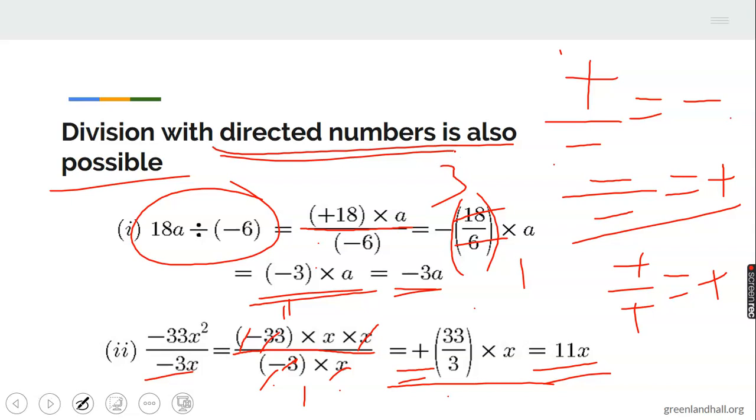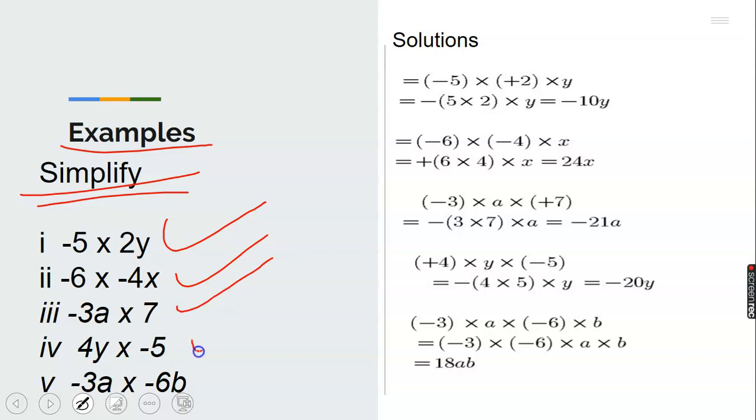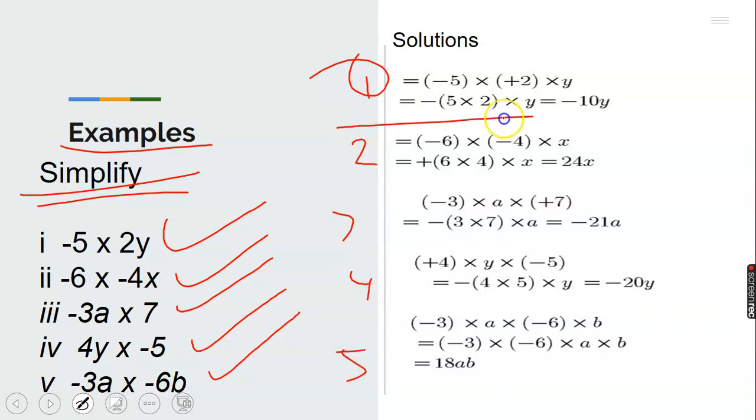algebraic terms. Now, example, we are to simplify minus 5 times 2y, minus 6 times minus 4x, minus 3a times 7, 4y times minus 5, minus 3a times minus 6. This is the first question. The second, third, fourth, and fifth.